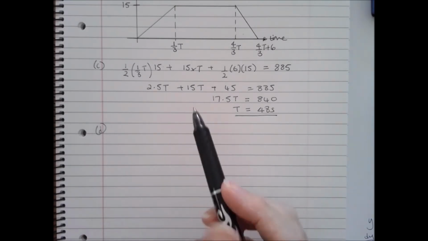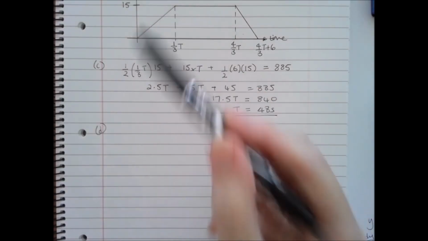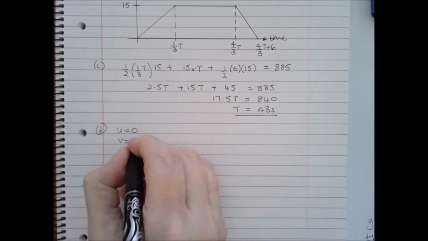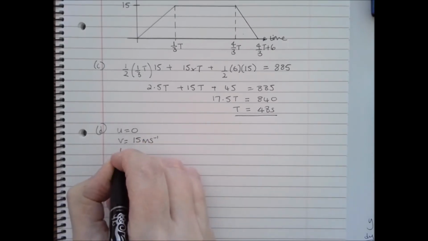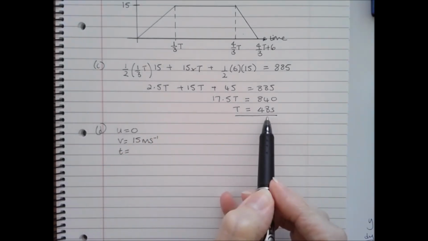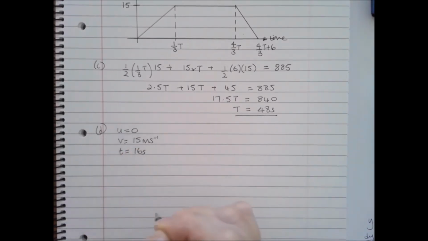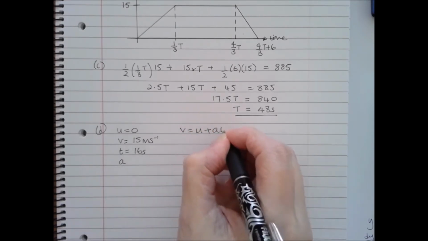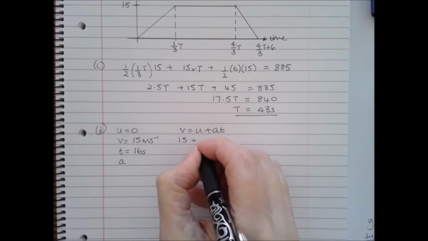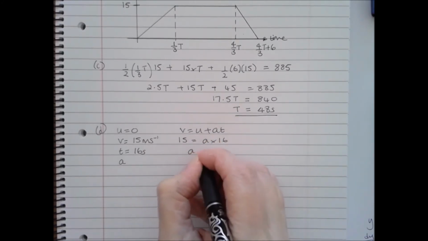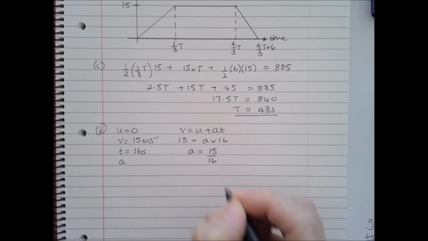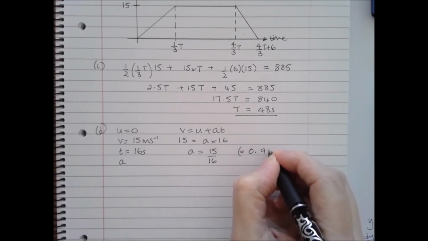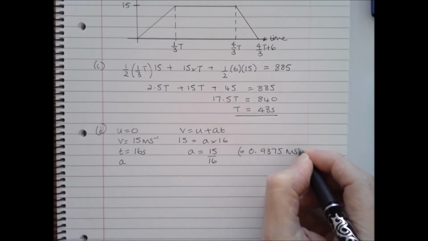Part D wants the value of a, the initial acceleration along this line here. We know that u is 0. We know that v is 15 meters per second. We know that the time taken is a third of t, and t is 48, so the time taken is 16 seconds, and we want to find a. Using v equals u plus at, 15 is equal to a times 16, so a is equal to 15/16. Or if you want that as a decimal, it's 0.9375 meters per second squared.